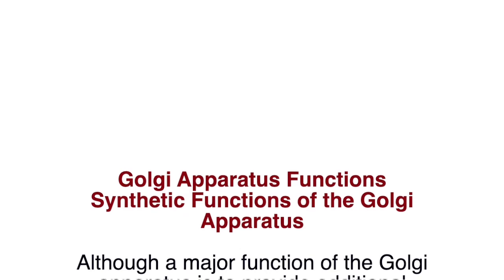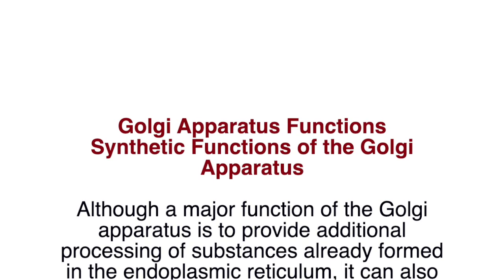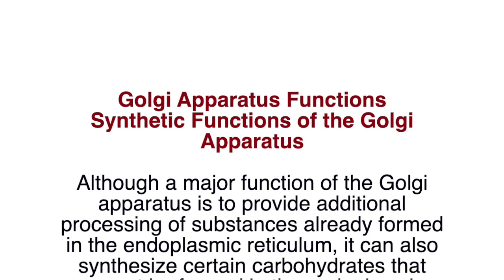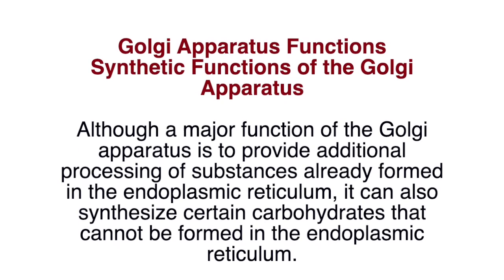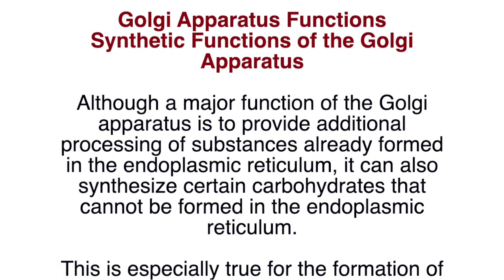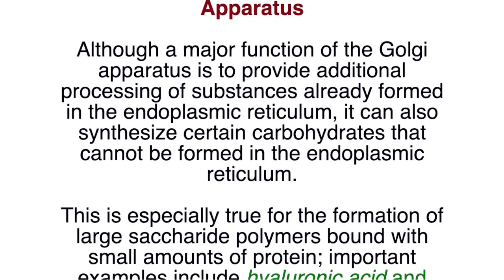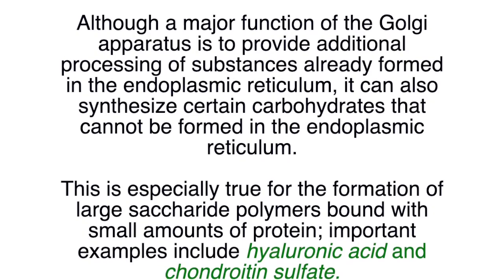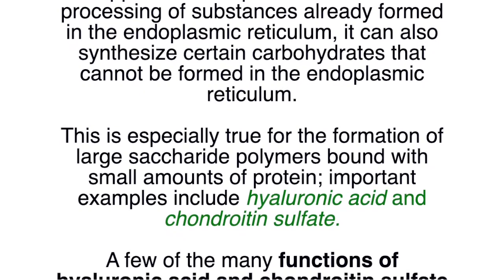Golgi apparatus functions. Synthetic functions of the Golgi apparatus. Although a major function of the Golgi apparatus is to provide additional processing of substances already formed in the endoplasmic reticulum, it can also synthesize certain carbohydrates that cannot be formed in the endoplasmic reticulum. This is especially true for the formation of large saccharide polymers found with small amounts of protein. Important examples include hyaluronic acid and chondroitin sulfate.